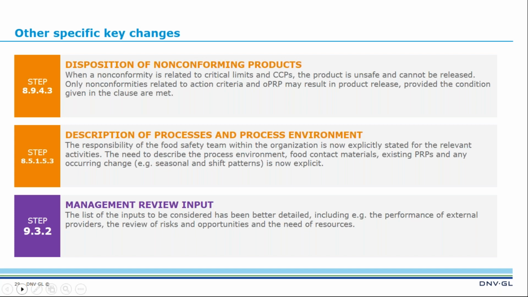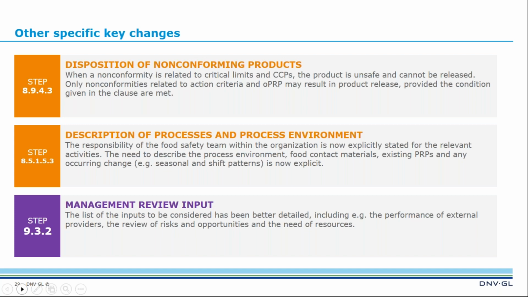In 8.5.1.5.3, the standard itself describes the processes and the process environment. This explains explicitly the food safety team's responsibility within your organization. They further explain the need to describe your process environment, your food contact materials, the PRPs that you require to be in place, and that includes any different control measures that you will have if you have seasonal products or different shifts. So this is now explained in a more detailed manner.